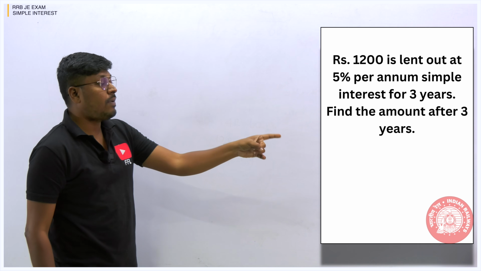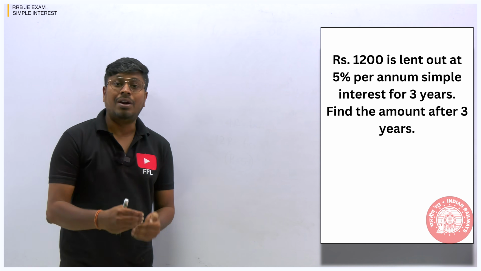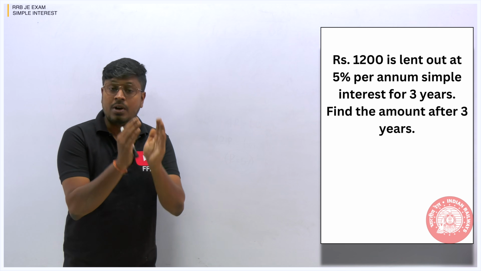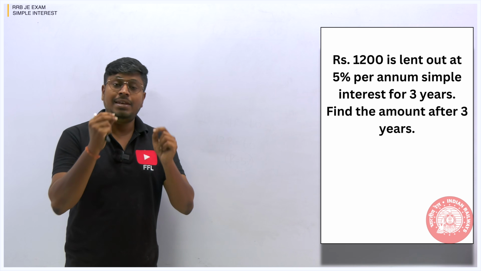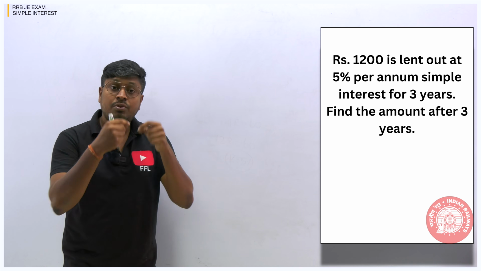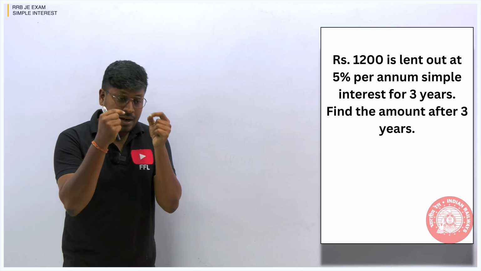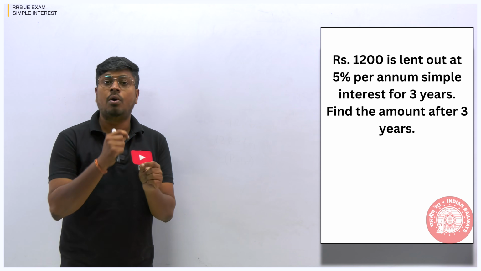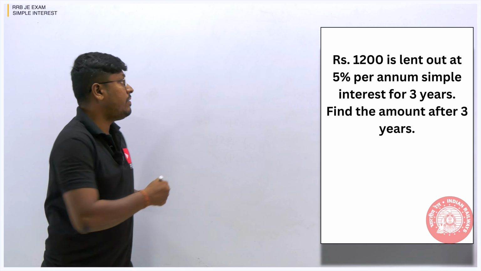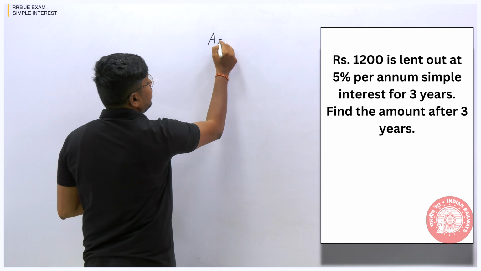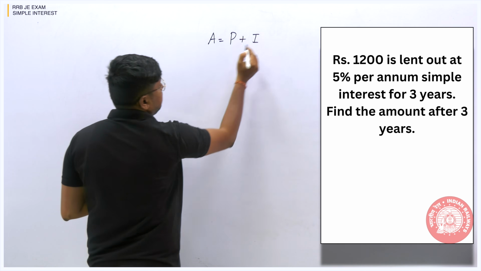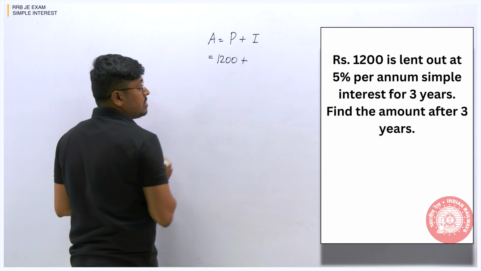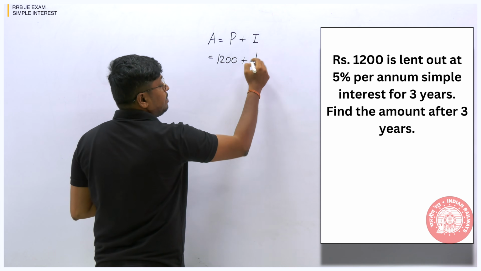So our target is to find the amount, that means the overall amount. In most questions, they will not mention to find the overall amount. We have to read the question, analyze it, and check what they are exactly asking. So here you can see, find the amount means find the overall amount after 3 years. We know the overall amount formula, A equals P plus I, so principal plus interest. The principal value is already given in the question, which is 1200, and simple interest will be PNR by 100.